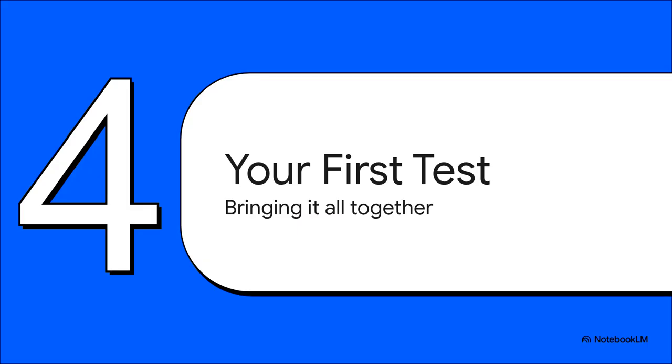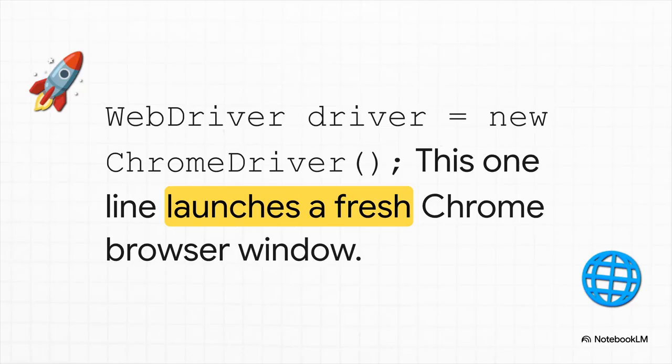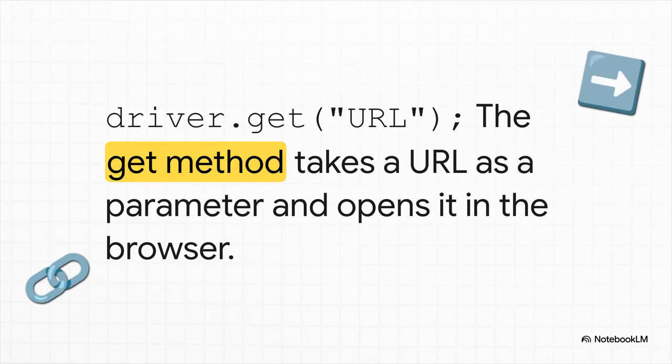All right, we've got the concepts down, we've got our project set up the smart way. Now for the fun part. Let's bring it all home and write our very first simple automated test. First things first, we need a browser. This one line of code here does all the magic. When your program runs this, it creates a new instance of the Chrome driver. And like magic, a fresh, clean Chrome browser window just pops up on your screen, ready and waiting for your commands.